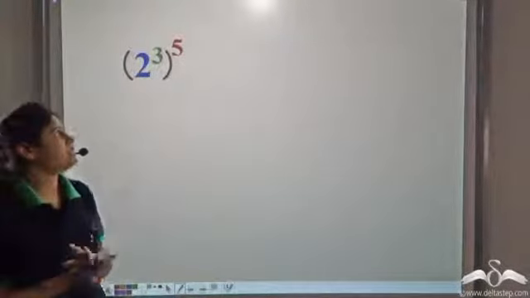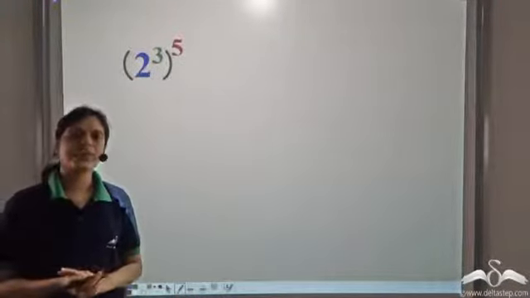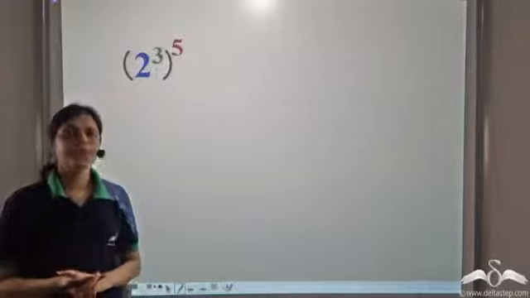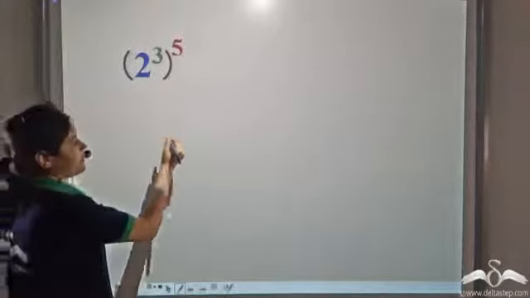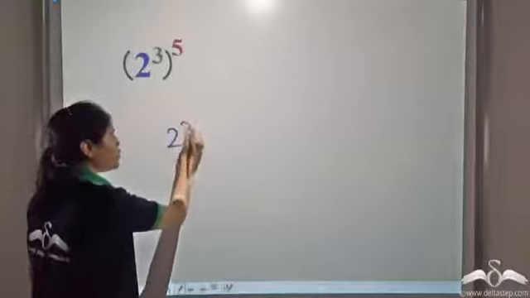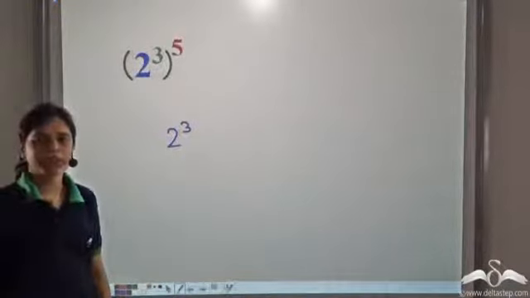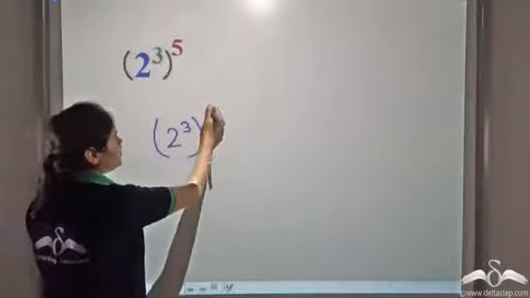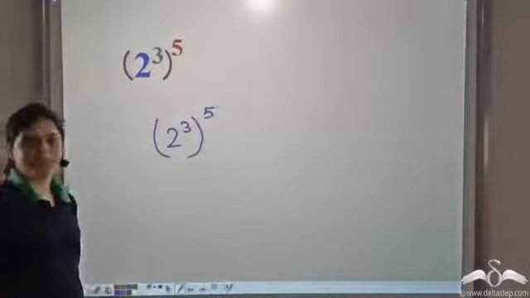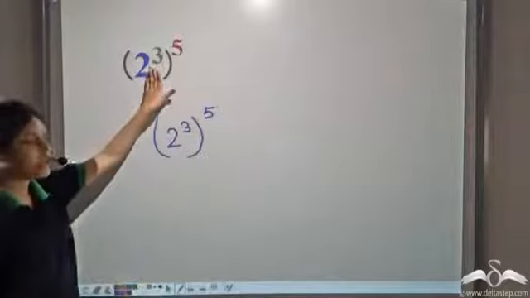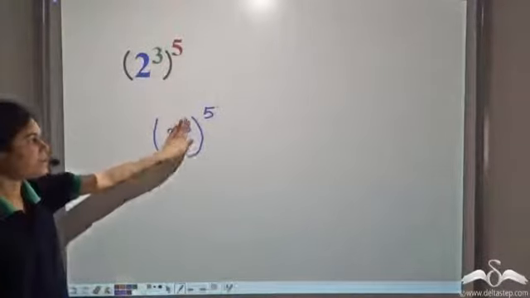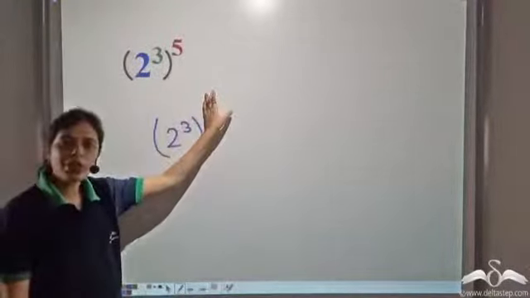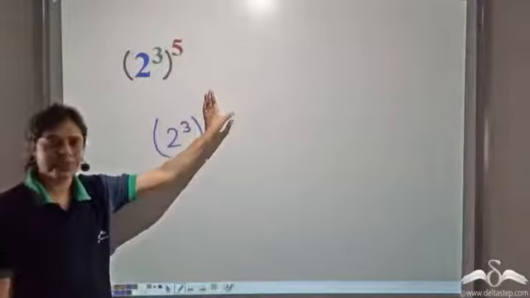Now look at this number. This is an exponential number. In this number, we have an exponential number 2 to the power 3, which is raised to the power 5. So in this exponential number, we have an exponential number whole raised to the power 5.